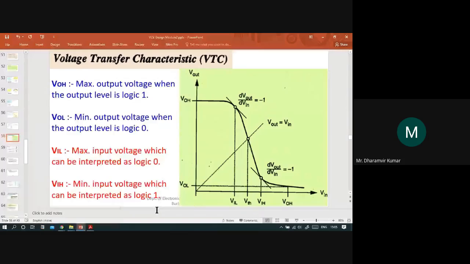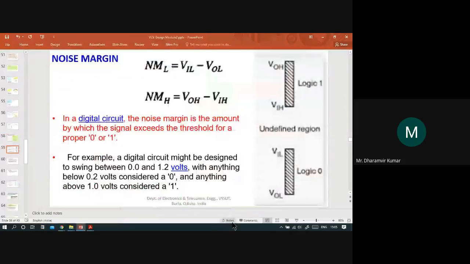Remember those four parameters, those were important. VOL was the lowest point, and VOH was the highest value. So VOH was the highest value, and VOL was the lowest value.